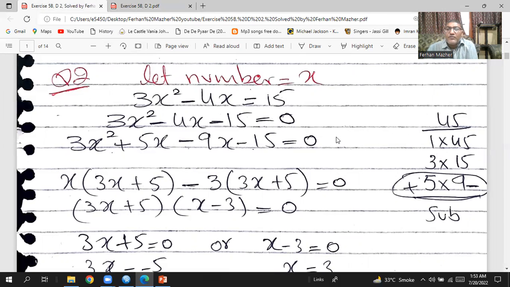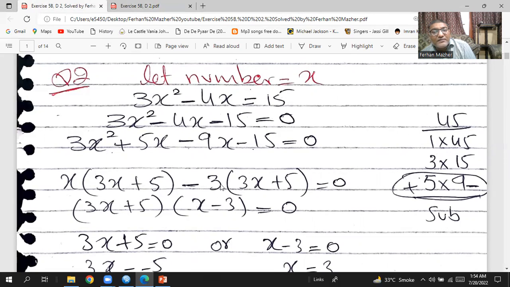Because you want minus 4, with the larger number we will put the minus sign, and with the smaller number we will put the positive sign. So it will become 3x squared plus 5x minus 9x minus 15 equals 0. From the first two terms, you can see x is common. So in the bracket, you are left with 3x plus 5. And from the last two terms, minus 3 is common. So I will take that minus 3 common. In the bracket, you are left with 3x plus 5.